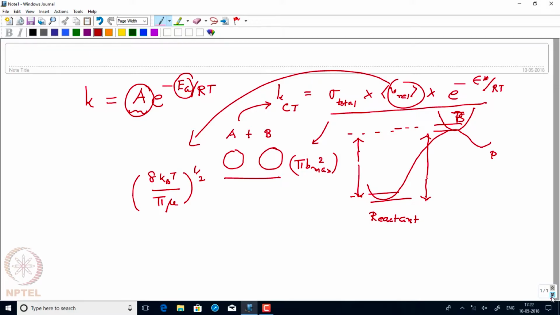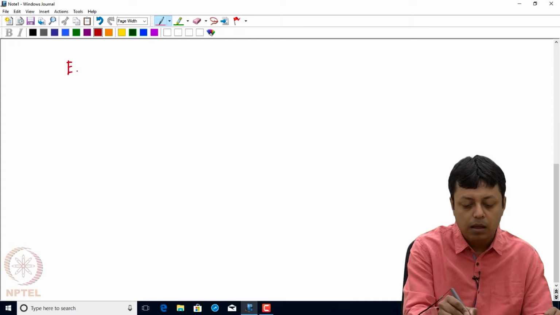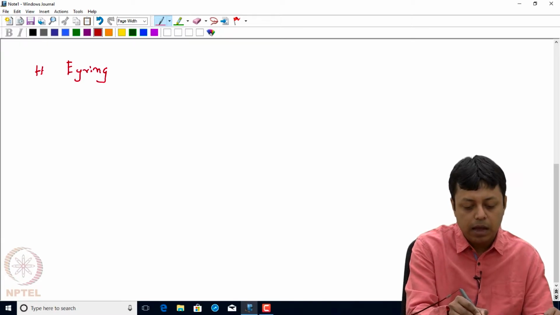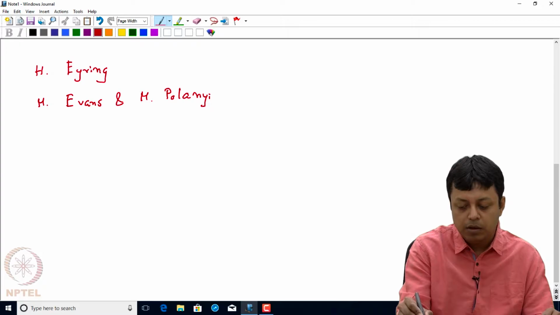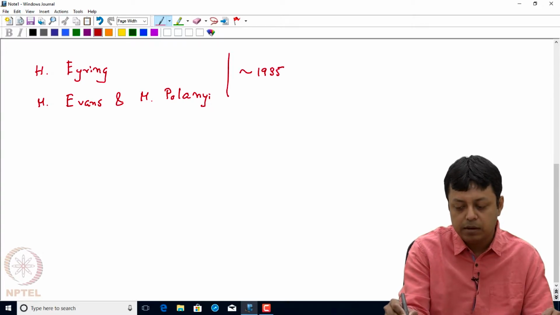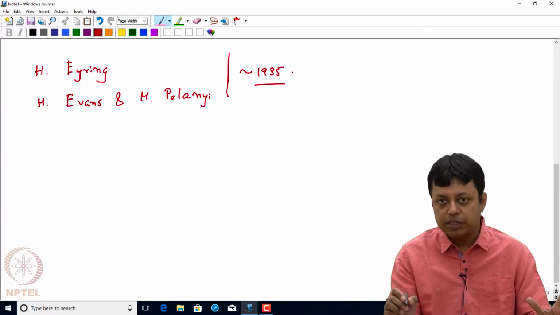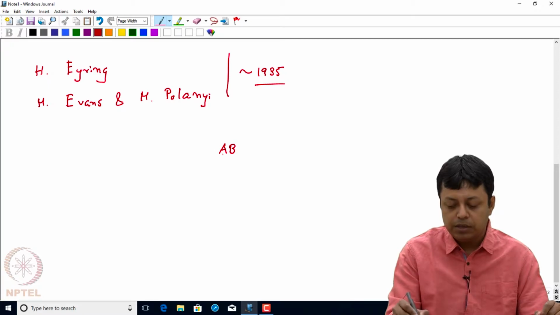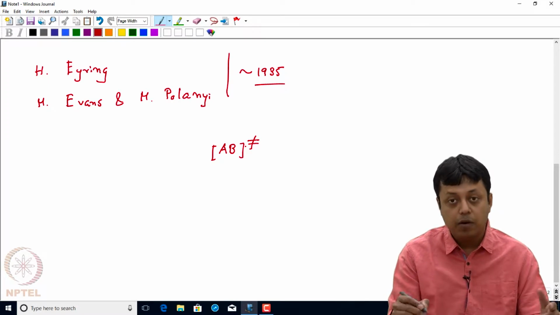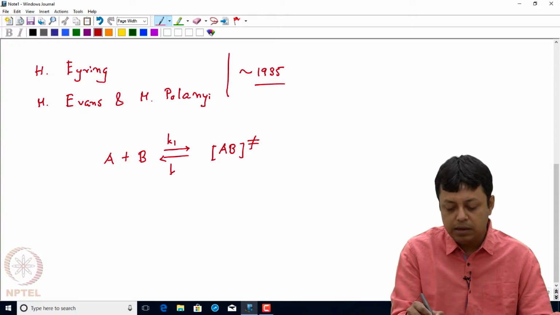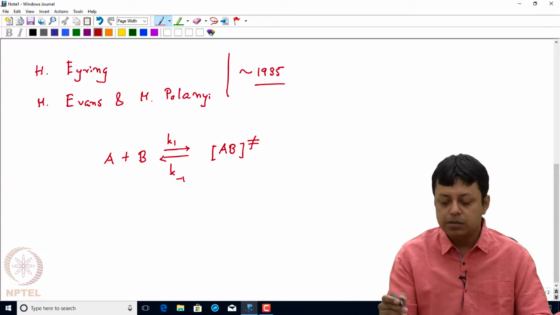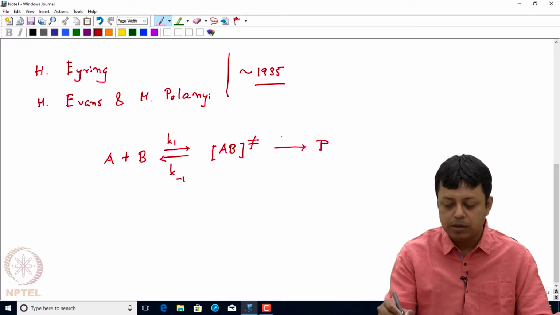So, Henry Eyring, Meredith Evans and Michael Polanyi proposed around 1935-37 that the transition state exists, which they denoted as AB dagger, for a bimolecular reaction between A and B, and they assumed that this transition state is in equilibrium with the reactants, which are the two molecules, and then eventually the transition state forms product.